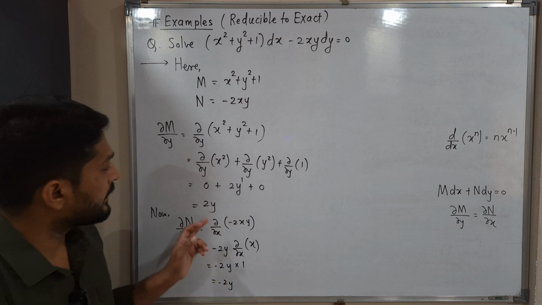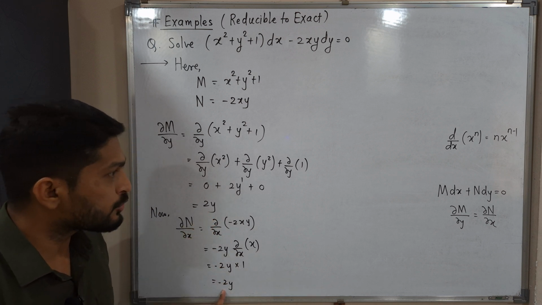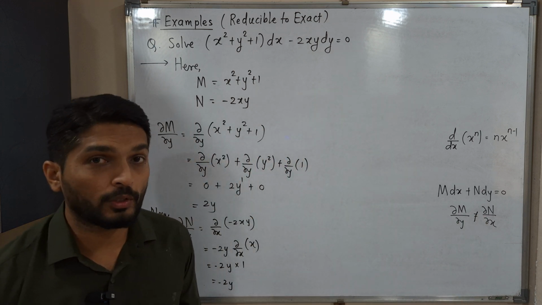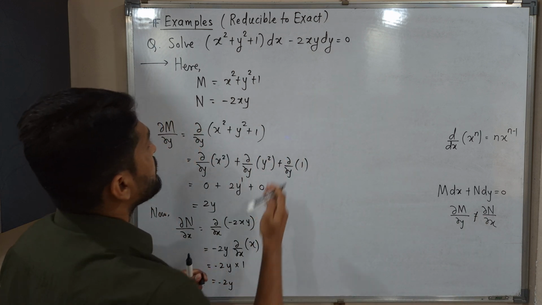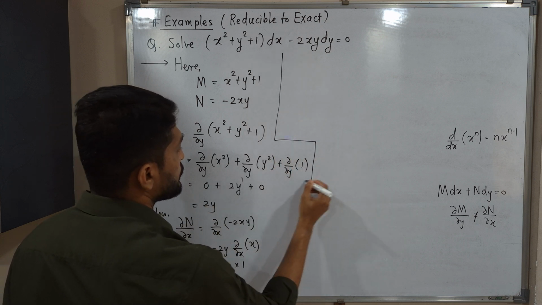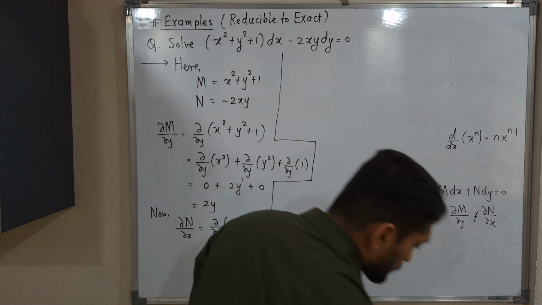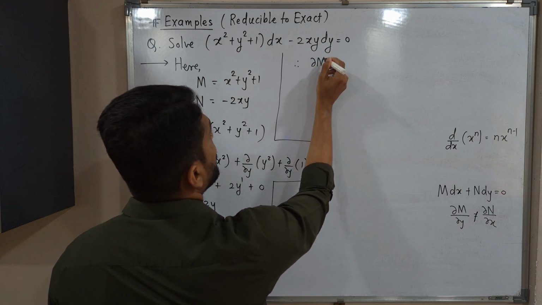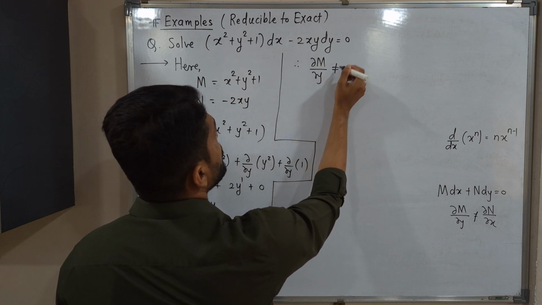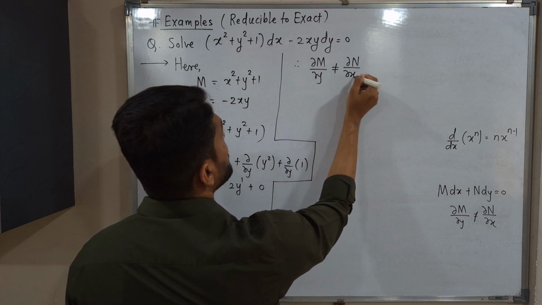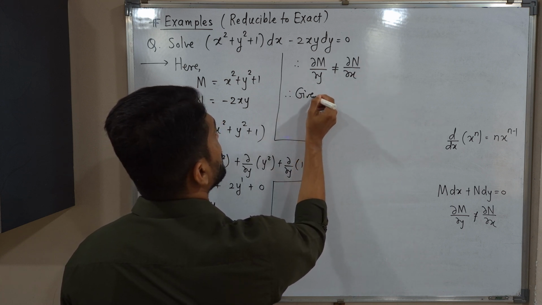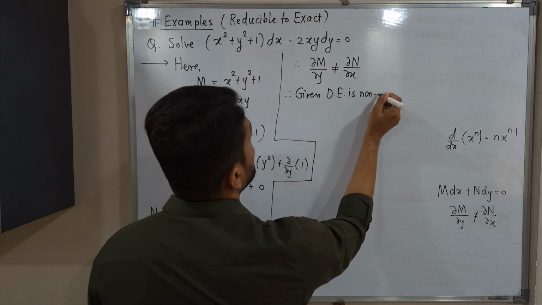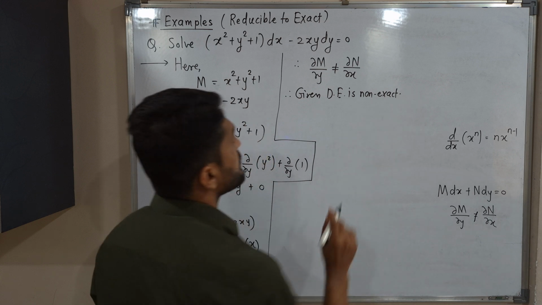So here we get the derivative 2y, here we get the derivative minus 2y. That means these two are not equal. It means the given differential equation is non-exact. So let me clearly mention here. Therefore, partial M by partial y is not equal to partial N by partial x. Therefore, the given differential equation is non-exact. That's it.